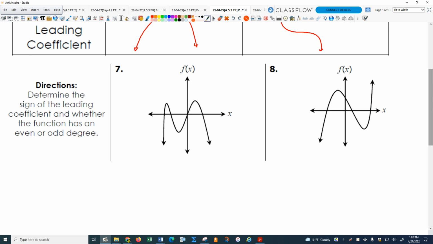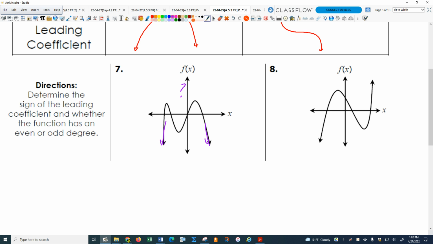So what we want to do here on number 7, all I want you to do on this one is determine the sign of the leading coefficient and whether the function has an even or odd degree. Now here's the thing about this. We don't care what's going on in there. All we care about is the end behavior of the function. In between, we don't care.